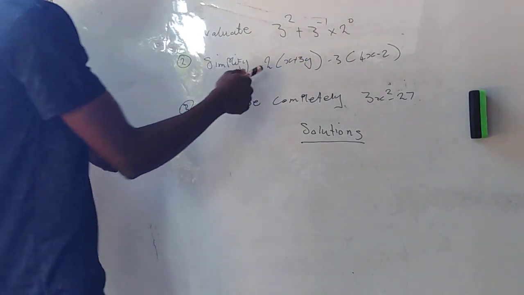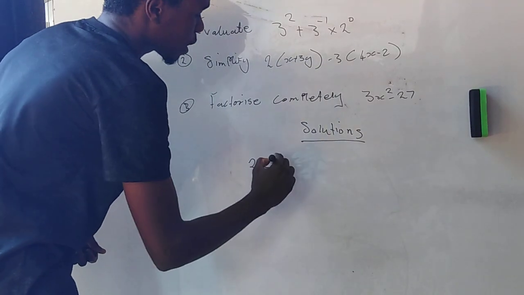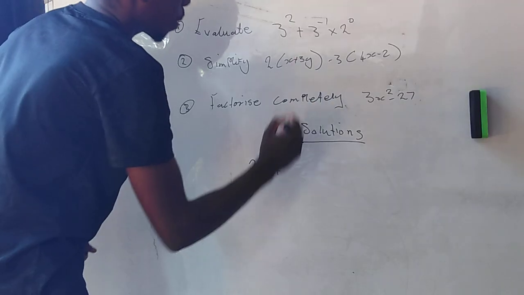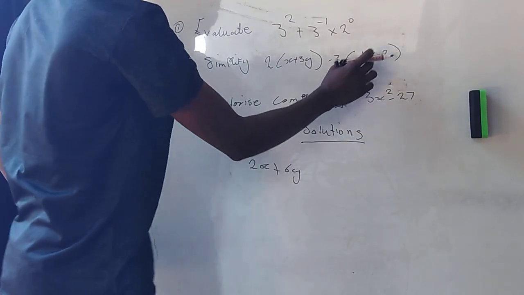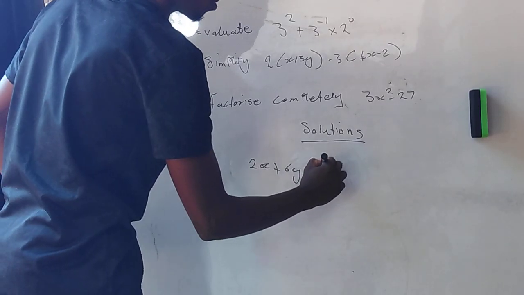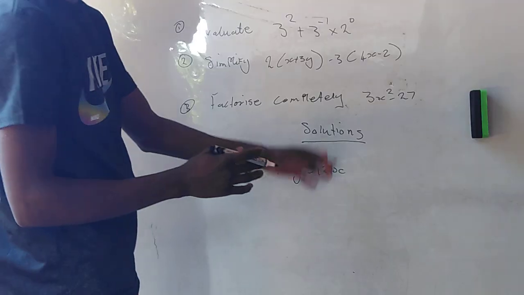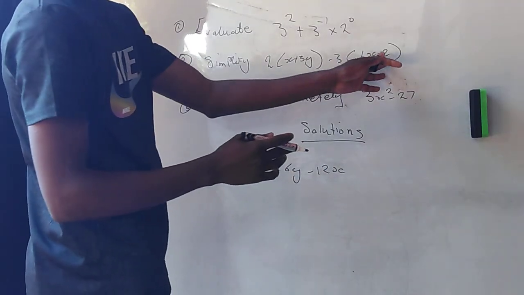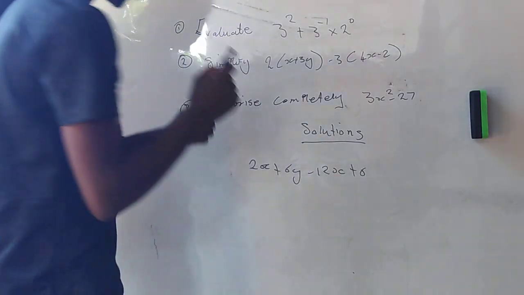So here I'm going to say 2 times x, I'm going to have a 2x. There's a plus here. 2 times 3y, I'm going to have a 6y. Negative 3 times 4x, I'm going to have a negative 12x. Then negative 3 multiplied by negative 2, negative and negative is a positive, I'm going to have a 6.